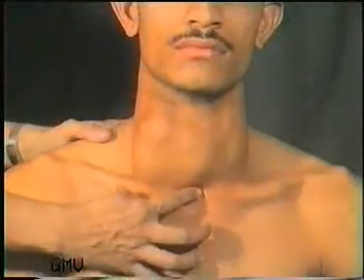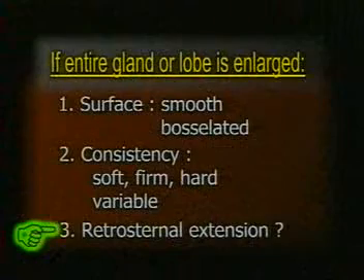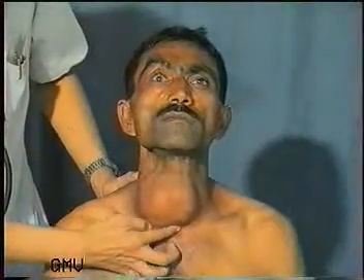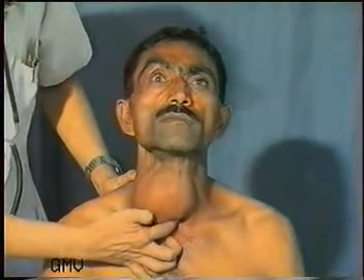Secondly, palpate the lower border very carefully during deglutition to determine the presence of a retrosternal extension. Palpation of tracheal rings above the suprasternal notch rules out a retrosternal extension.